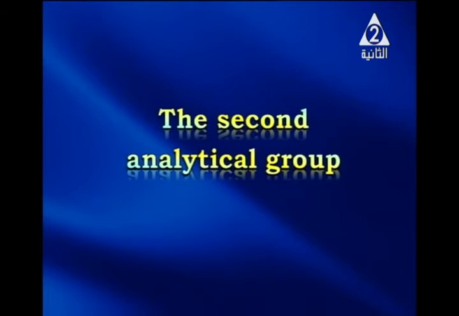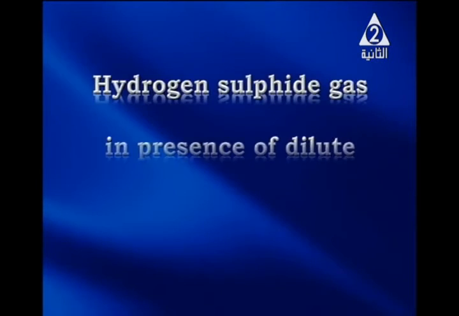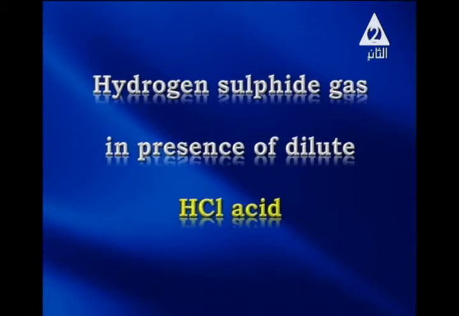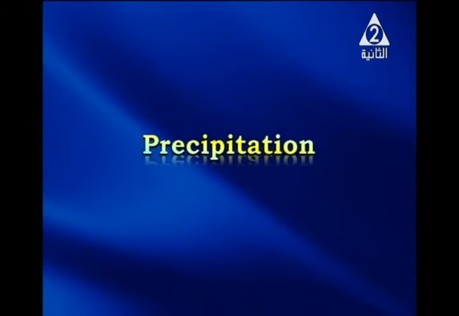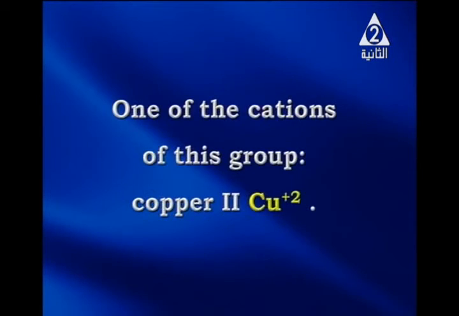The second analytical group. The group reagent is hydrogen sulfide gas in the presence of dilute hydrochloric acid. It is added to make an acidic medium in the reaction. And the precipitate here will be sulfide salt. One of the cations of this group that we are going to study is copper 2, Cu2+.